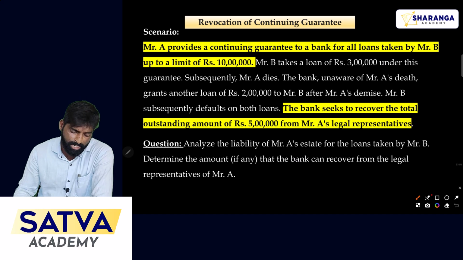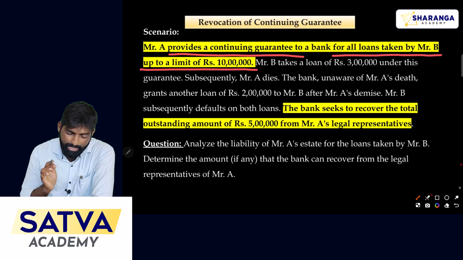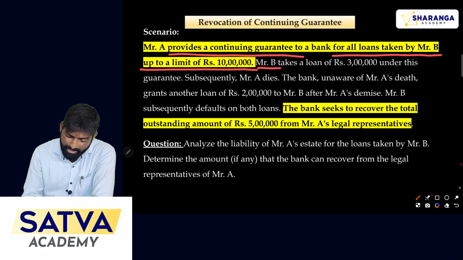See, now the question is, Mr. A provides a continuing guarantee to a bank for all the loans taken by Mr. B up to the limit of rupees 10 lakh. So this is the first fact in the question. Then Mr. B takes a loan of rupees 3 lakh under his guarantee. Then subsequently Mr. A dies. Note down this point.